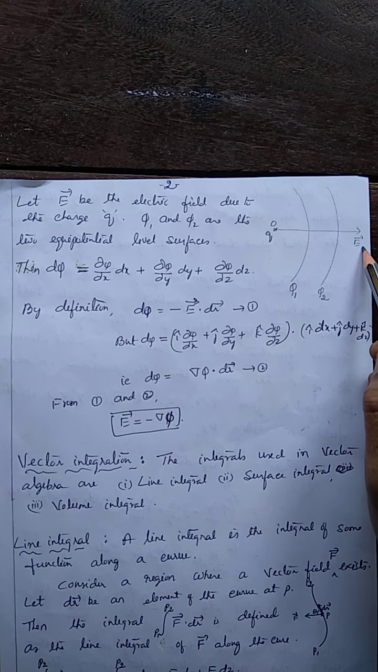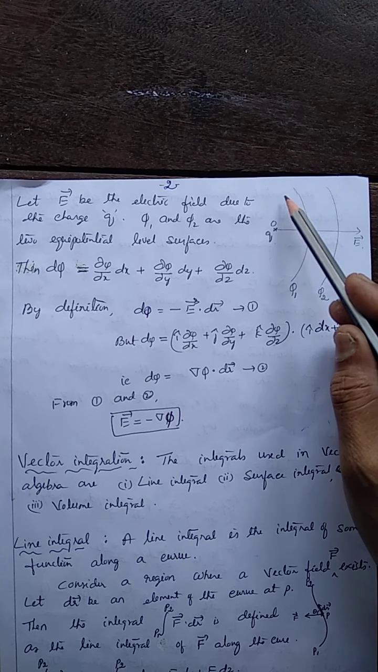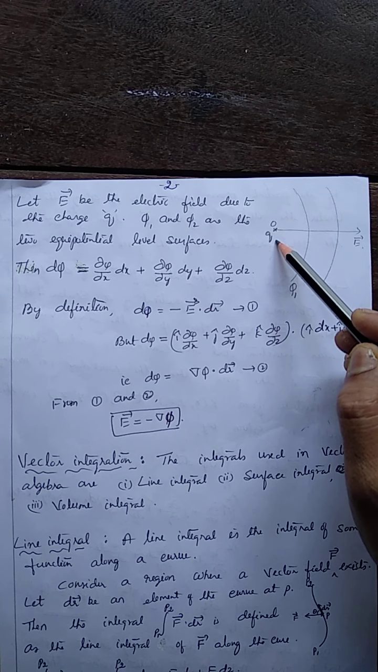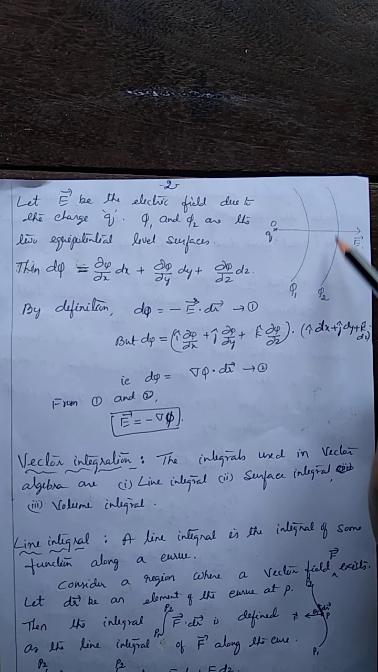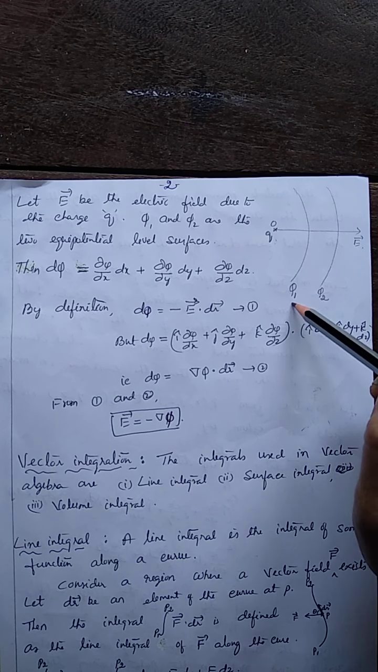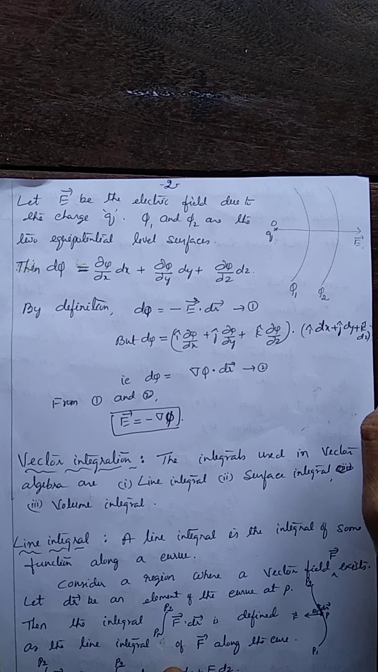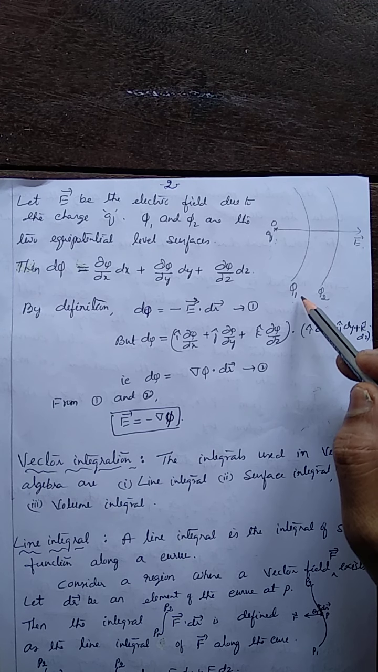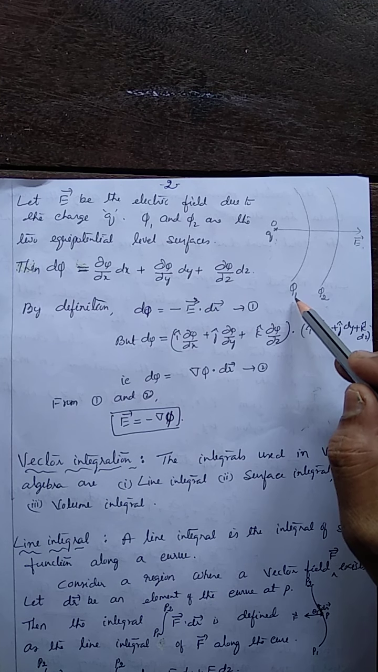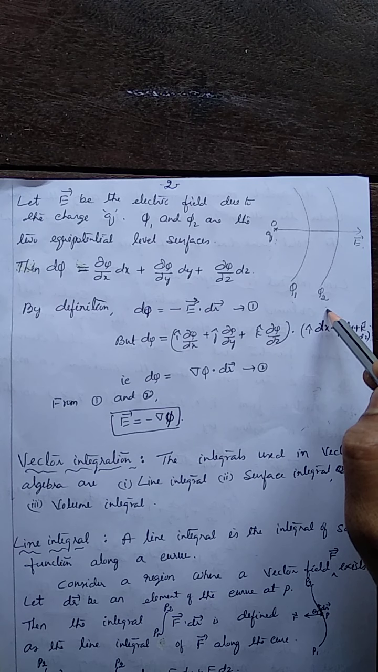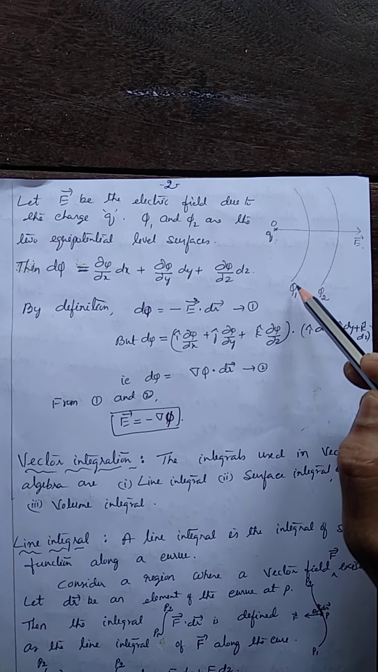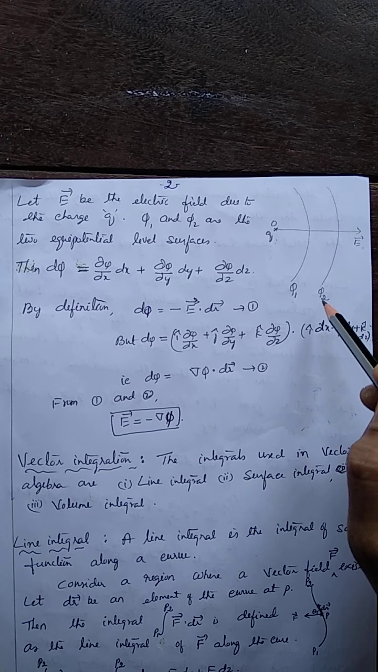The electric potential due to this charge is represented by these two level surfaces, phi 1 and phi 2. Usually potential is denoted by the symbol V, but here the symbol phi is taken. So phi 1 and phi 2 represent the electric potential at these two regions, represented by the two level surfaces, so that phi 2 minus phi 1 is d phi.